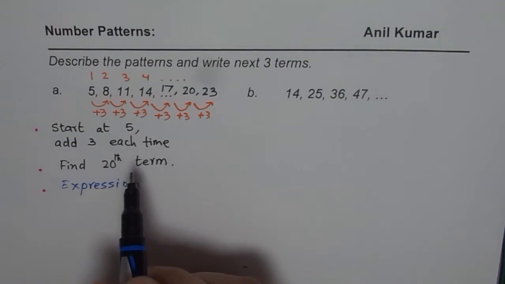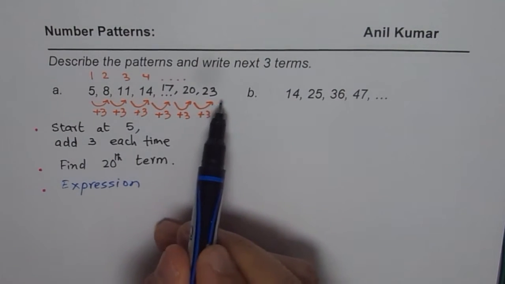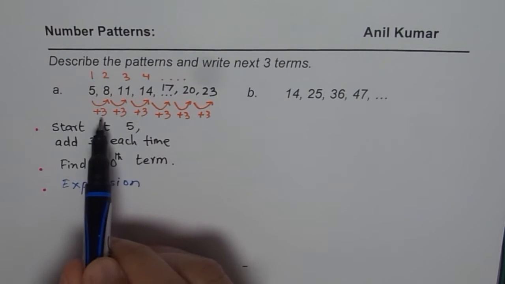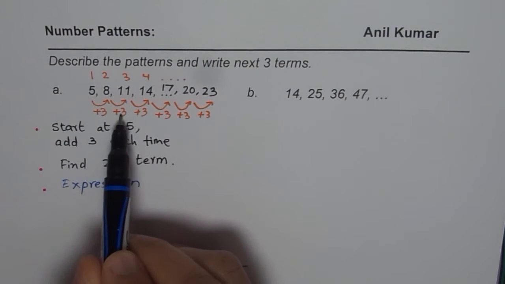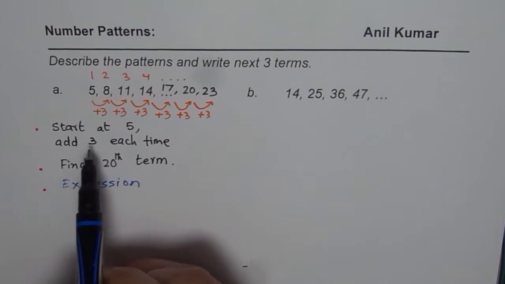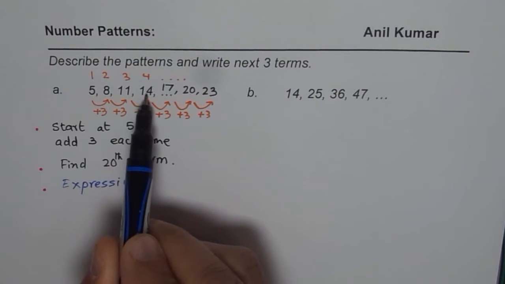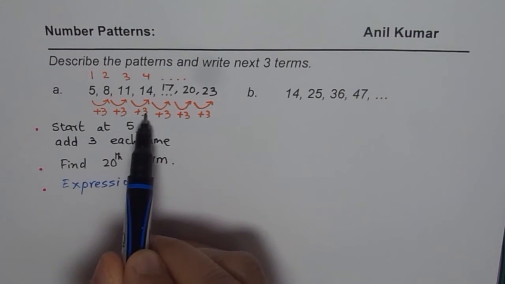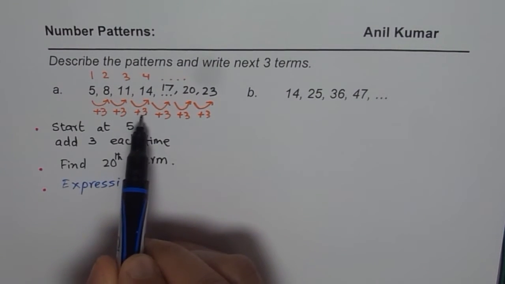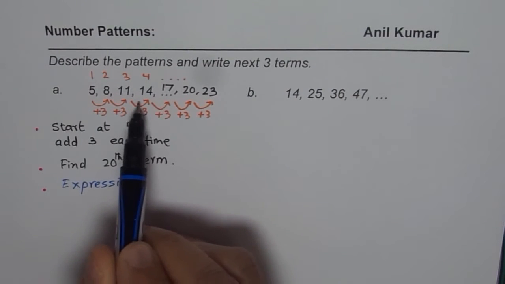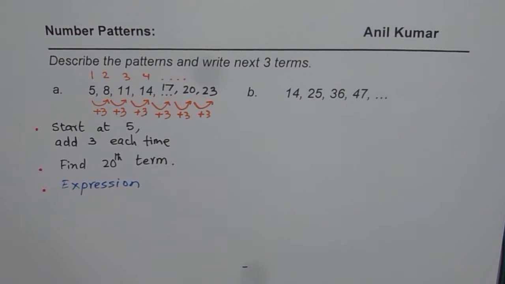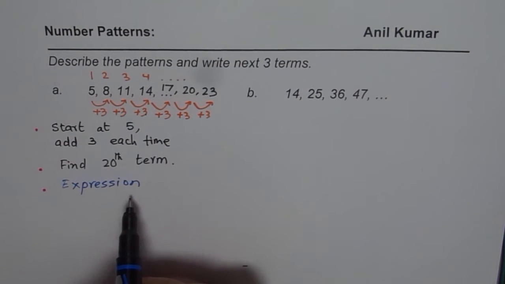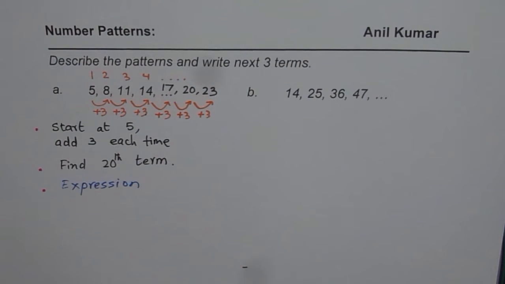So the expression here relates the pattern with this number 3. How many times did you add 3 to get 8? 1 time. How many times did you add 3 to get 11? 2 times. How many times did you add 3 to get 14? 3 times. 3 is being added to the previous number to get the next number, right? So times 3 has to do something with our expression. Do you get the idea? So that is how we develop the expression.